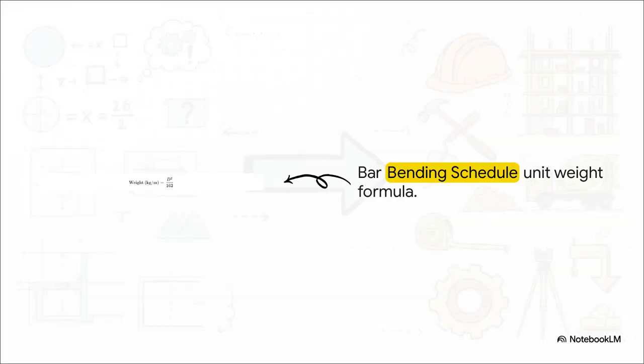So how exactly do you control that 3% steel waste? You use your greatest mathematical weapon, the bar bending schedule, or BBS, unit weight formula. It's elegantly simple. D squared divided by 162, where D is the bar's diameter in millimeters. This genius little formula allows us to pre-calculate steel lengths and weights down to exact millimeter accuracy. Doing this drastically cuts down on expensive offcuts and stops you from over-ordering.